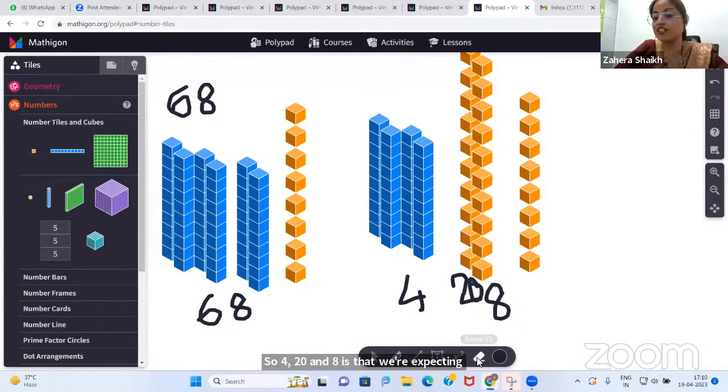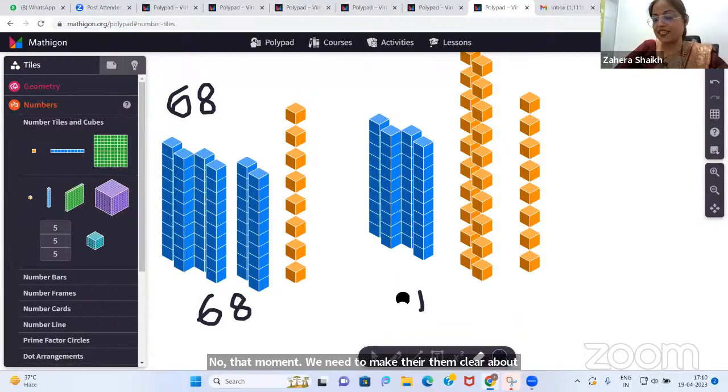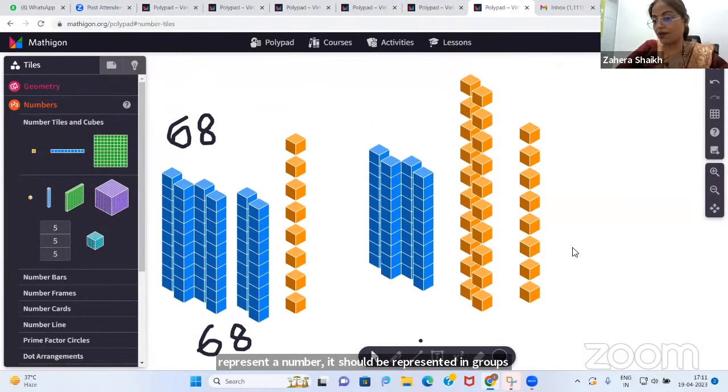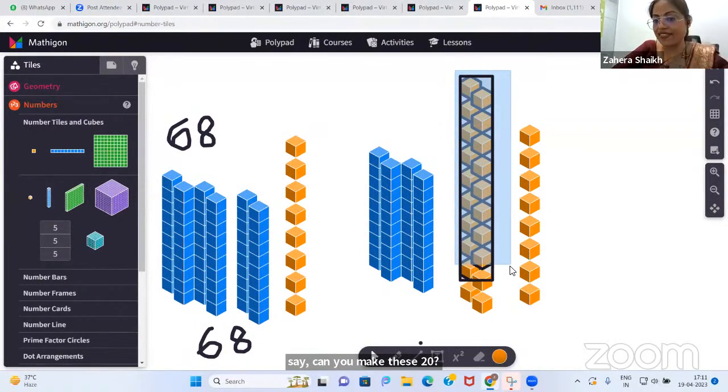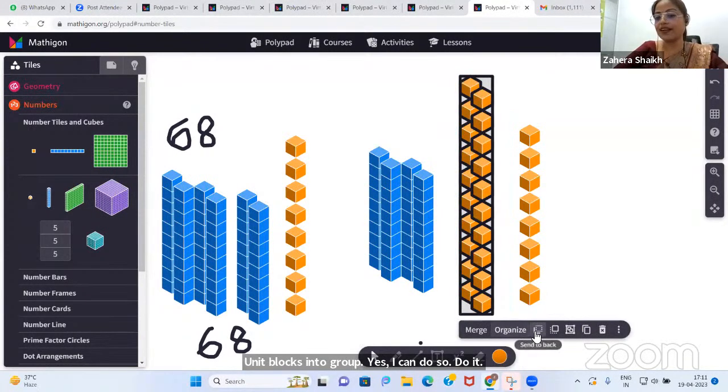At that moment, we need to make them clear about the misconception that whenever we count or represent a number, it should be represented in groups. Wherever the possibility is there to make a group, you need to count those numbers in groups. That is nothing but unitization of that number. At that moment you will say, can you make these 20 unit blocks into a group? Yes, I can do. So do it and then represent, right? This is how they will understand.